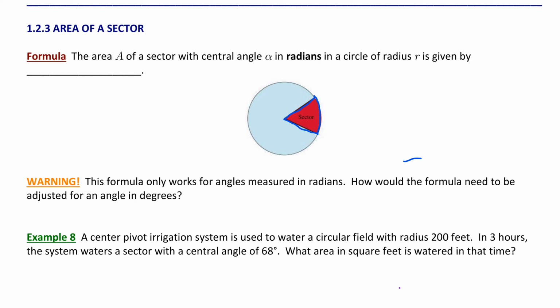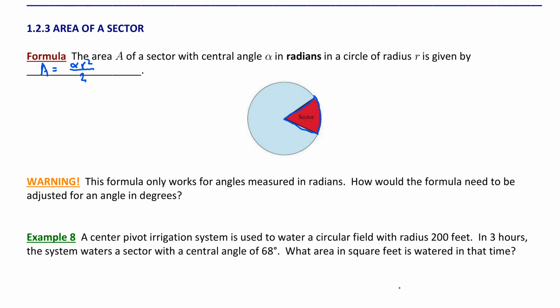The area A of a sector with a central angle alpha in radians in a circle of radius r is given by A equals alpha r squared divided by 2. Now, we can derive this in the same way that we derive the formula for arc length.